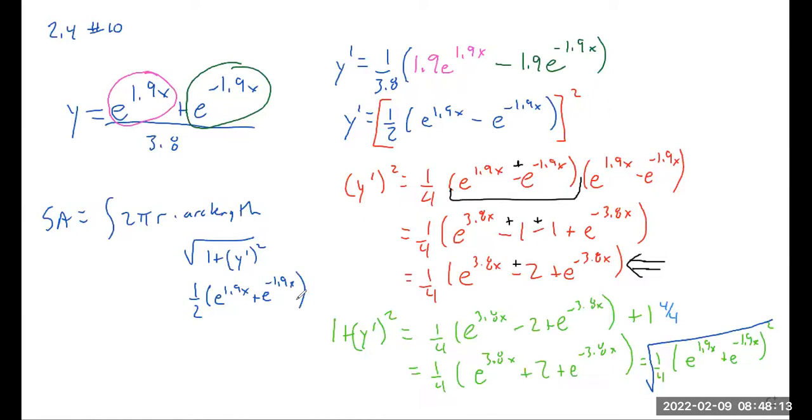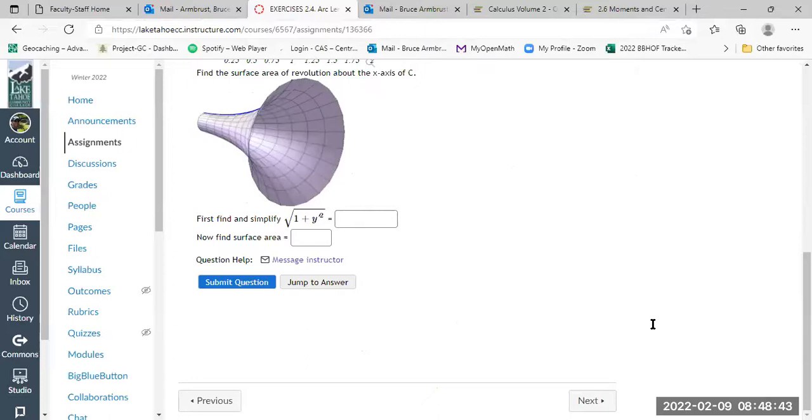So if we go back to the box for that homework problem, you remember the very first box was simplify the square root of 1 plus y prime squared. This is what we would put into that first box. In fact, let me jump back to that one so you can see what I'm talking about. It said first find and simplify the square root of 1 plus y prime squared, so that we put in the 1/2 times parentheses e to the 1.9x plus e to the minus 1.9x.